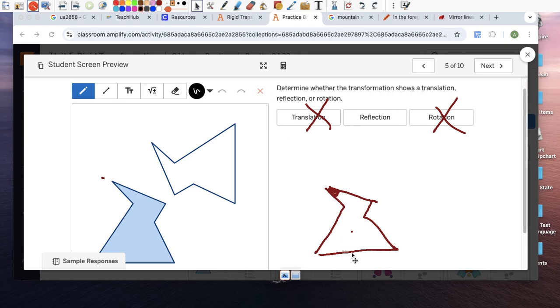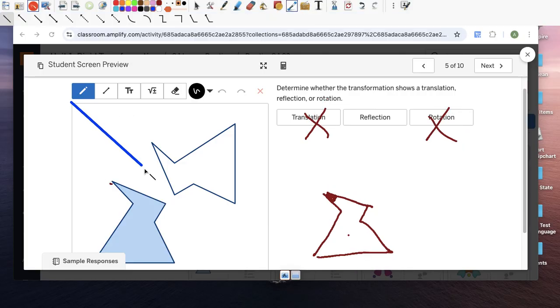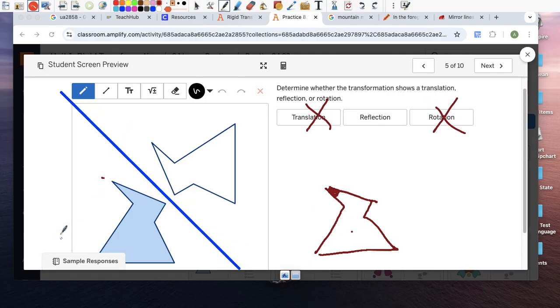So reflection, where's my mirror? Where's my line of reflection? The line of reflection is right here. If I could take this and fold this paper that way, this and this would meet. Notice that in a reflection, every single point is the same distance away from the line of reflection. Look at this distance here and this distance here. They're the same. Look at this distance. You can pick any point. Look at this point here and this point here.